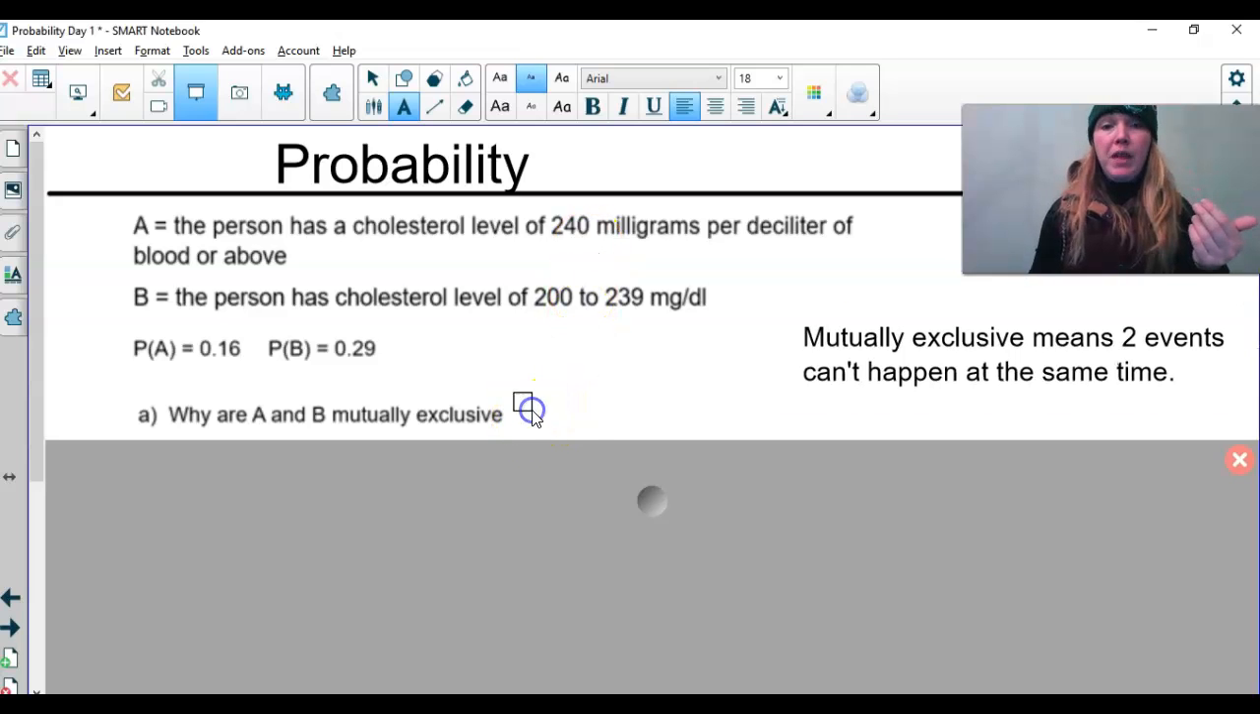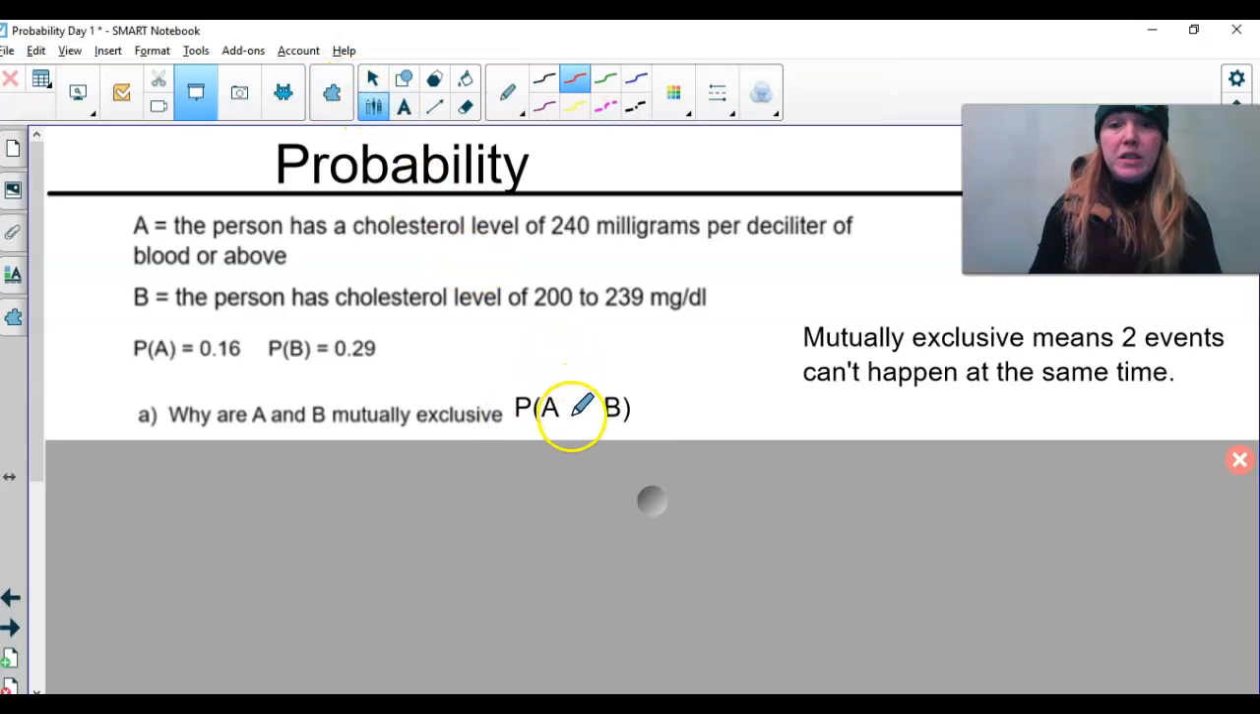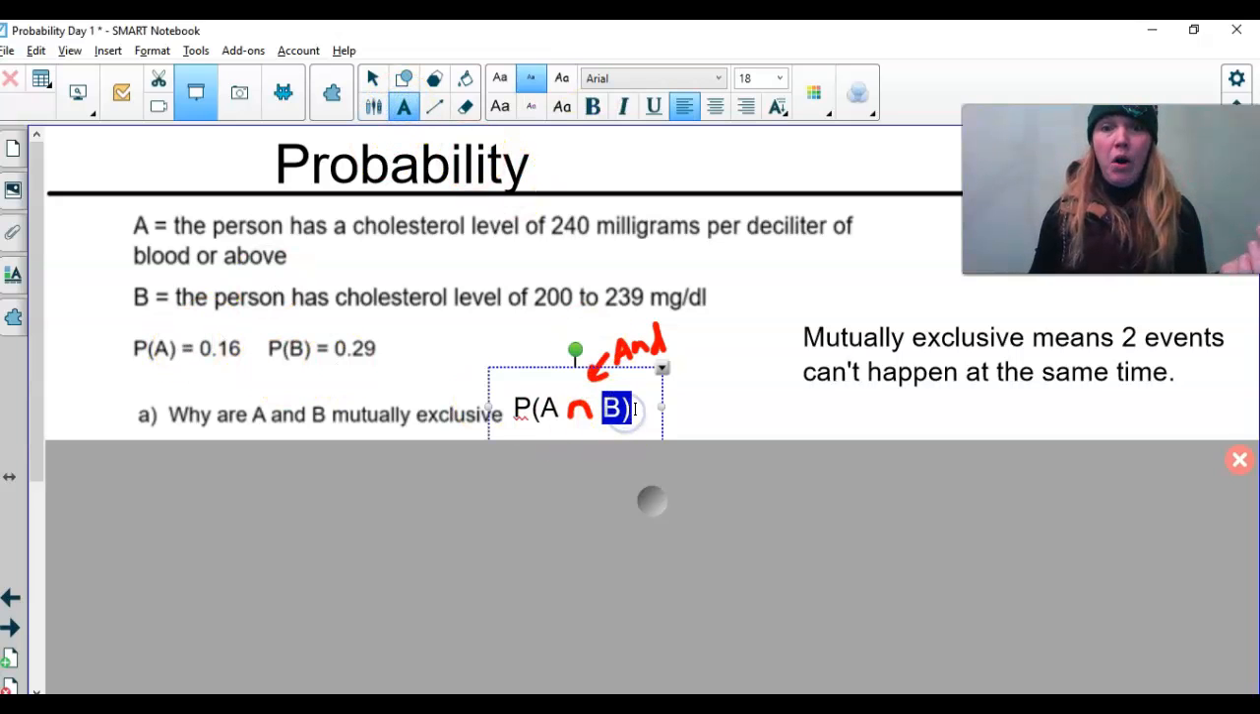So how do I prove that mathematically? All we do is we say the probability of A and B at the same time, we use this symbol. It's called the intersection. And that means "and". So the probability that A and B would happen at the same time, that can't happen. So all we do to prove that mathematically is we say it is equal to 0.